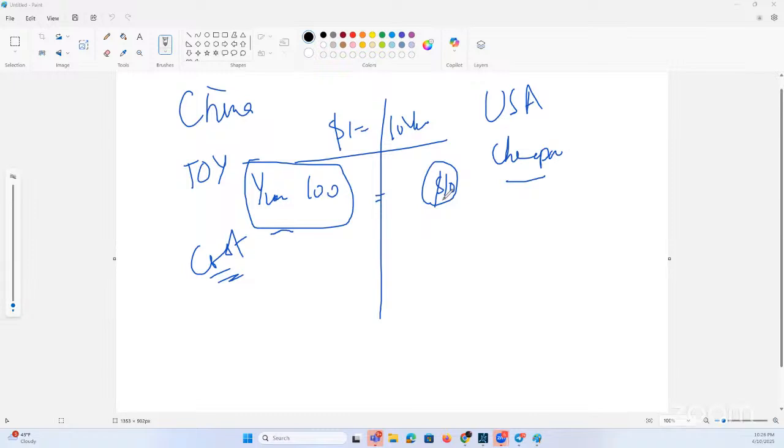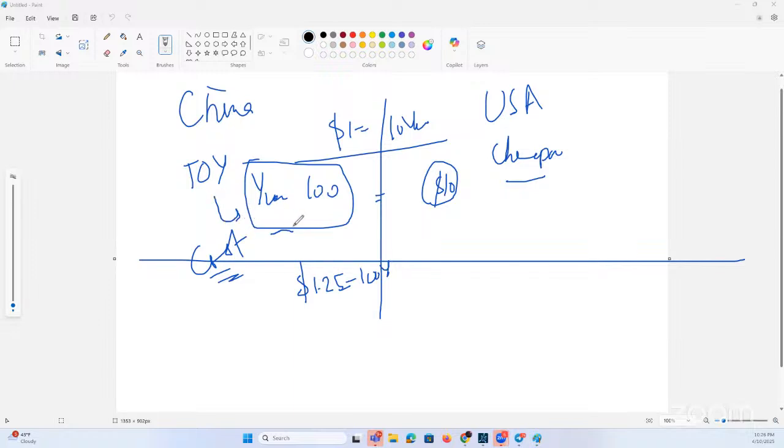But now with a weakening dollar, what will happen is, again, I will add the tariff on it. First is the dollar. If it gets weakened, the ratio will change. It may become $1.25 equals 100 yuan. So the cost of the toy is still the same, but the weakening of the dollar will make it $12.50. So things will get expensive when you import them.